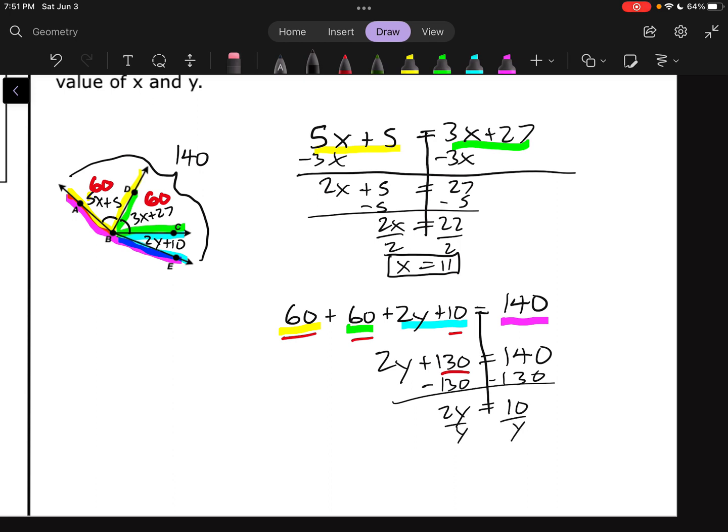Divide by y? Divide by y? What am I talking about? I'm so sorry. Divide by 2. I lost my mind. Divide by 2, and I get that y is 5.